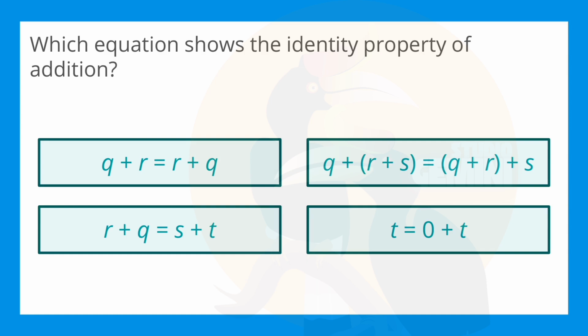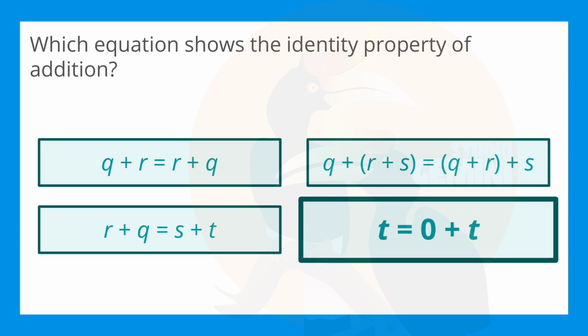Next up, we're looking for which equation shows the identity property of addition. Remember, the identity property allows a value to keep its original identity. With addition, that's by adding 0. So t equals 0 plus t shows the identity property of addition.